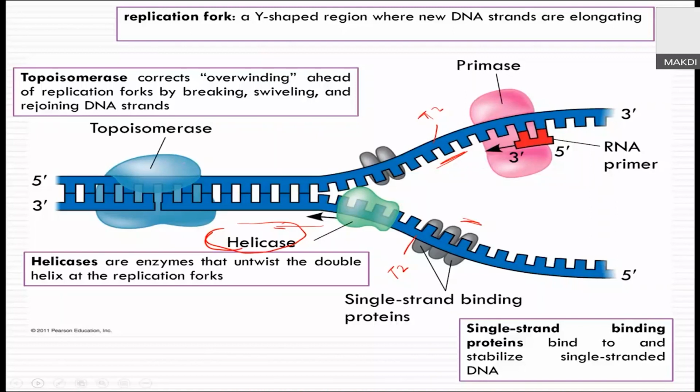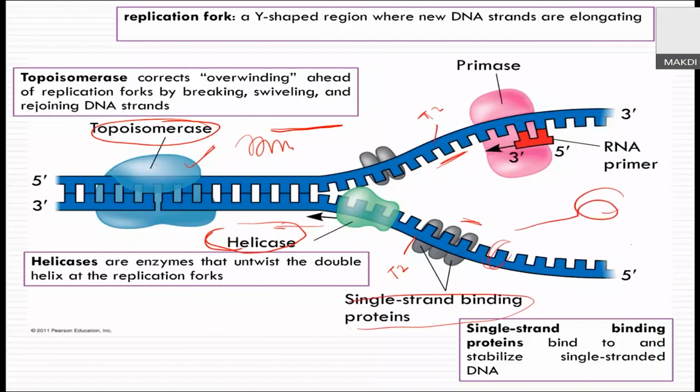Okay, this is the enzyme topoisomerase that stabilizes the unwinding of the DNA strand. Tadi dia twisted tu kan, dia macam dia luruskan. And then this single-stranded binding protein stabilizes the single strand supaya dia tidak bergulung-gulung gitu. Dia maintain macam ni supaya replication process can be a bit easier.